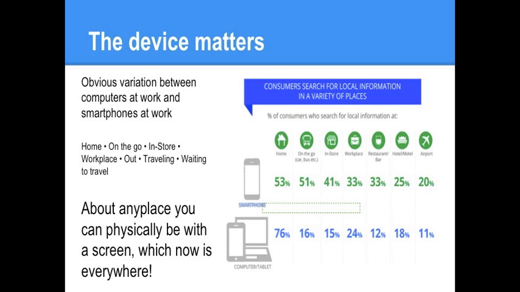Be very aware of the device. This is coming up all the time. People are searching for information just about everywhere. This information is from Google. They're doing it on their smartphones. They're doing it on their computer. They're doing it on their tablets. It's pretty much universal.